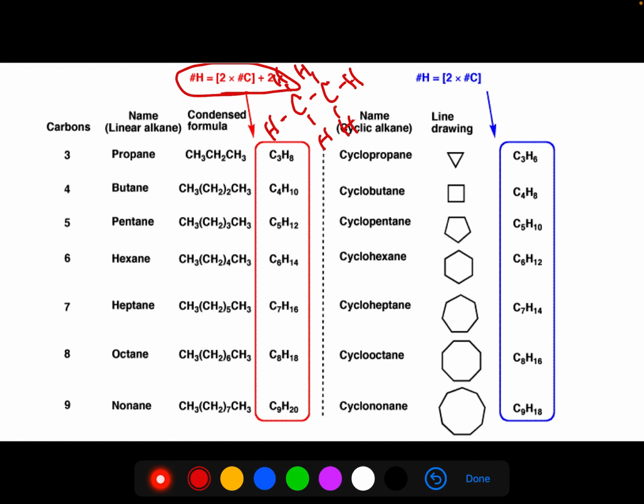Now, if you have a cycloalkane, you don't need the 2 at the end. So you can just see this is just twice the number. So if you have C3, you just have H6. C4 is H8. So they're pretty easy to memorize. Now you might be wondering, why can't I just count these? Well, if I give you like C52, you probably don't want to be counting those out.